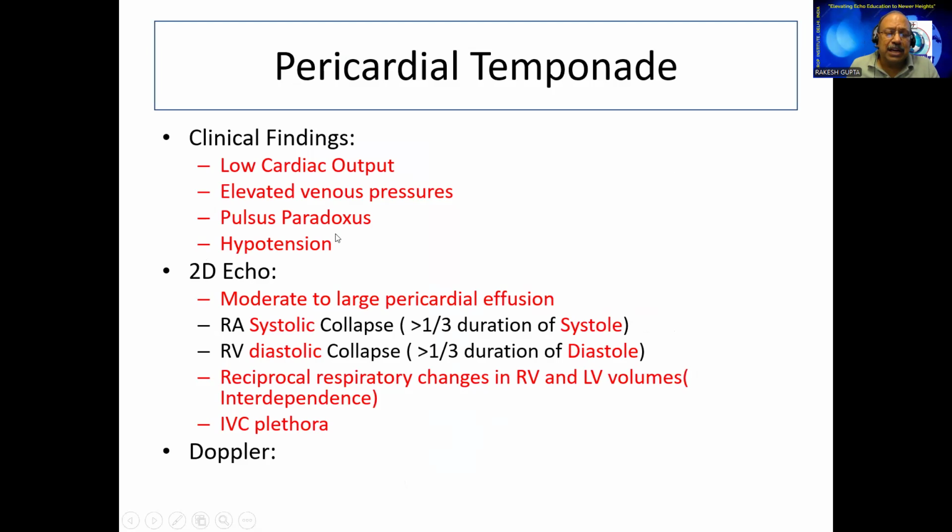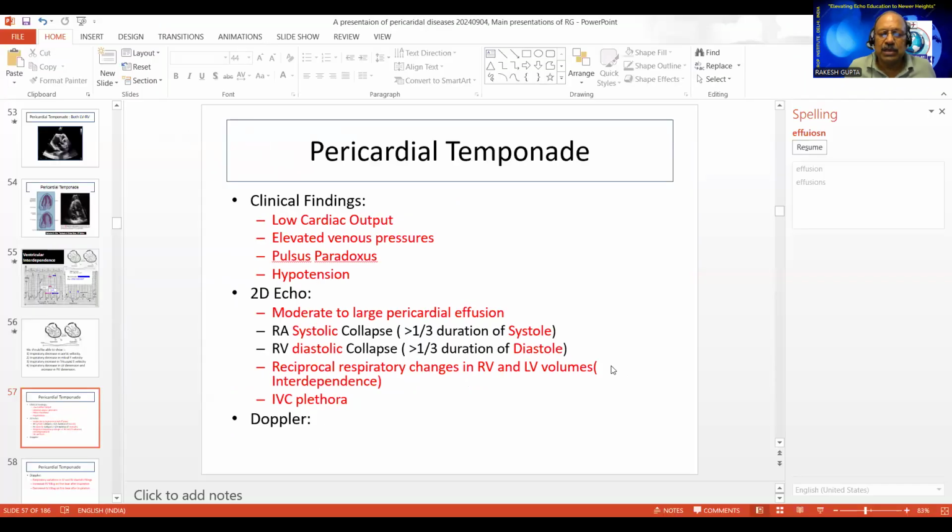The heart is surrounded by a large amount of fluid which is not letting the heart expand. So patients develop hypotension despite having plethoric eyes. We find engorged neck veins. We find low cardiac output. On two-dimensional echo, we may have a pericardial effusion. We could have an RA systolic collapse or RV diastolic collapse. Reciprocal changes in RV and LV volume, that is ventricular interdependence. The word is ventricular interdependence.